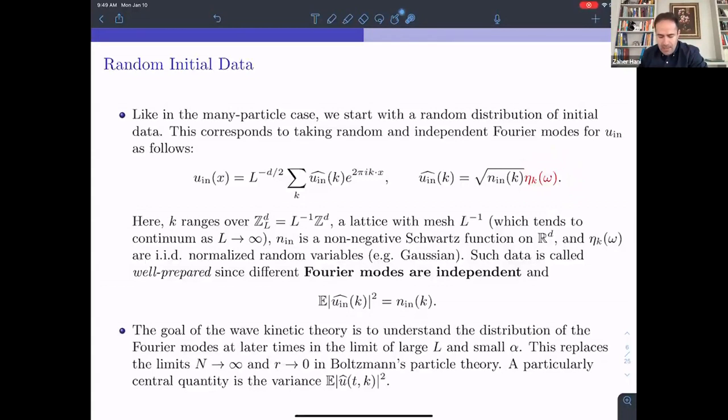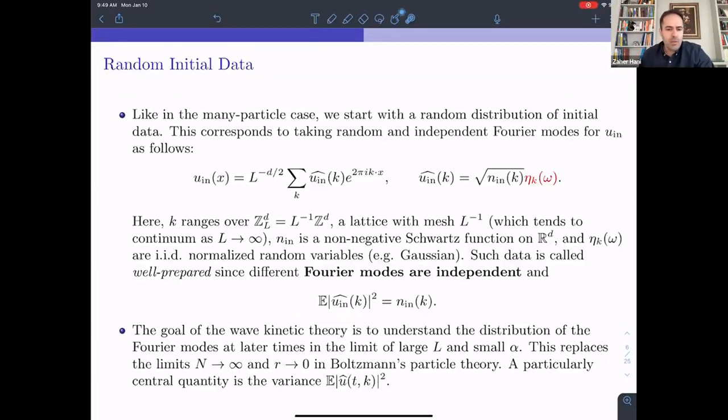We will call such data well prepared because this makes the different Fourier modes independent. And more importantly, if I look at the variance of the initial Fourier mode, which is the expected value of |u hat of k|^2, then this is given exactly by this function n initial of k. And as a spoiler alert, this will be the initial data for your kinetic equation in a few slides.